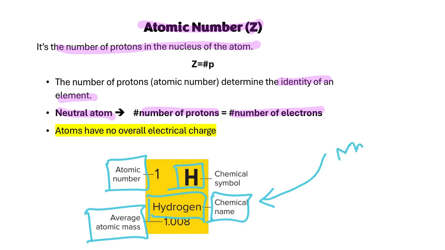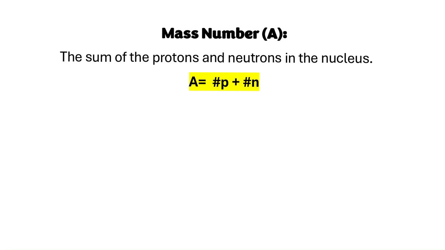Remember that the mass number is different from the average atomic mass. Now, what is a mass number? It is the sum of the protons and the neutrons in the nucleus.